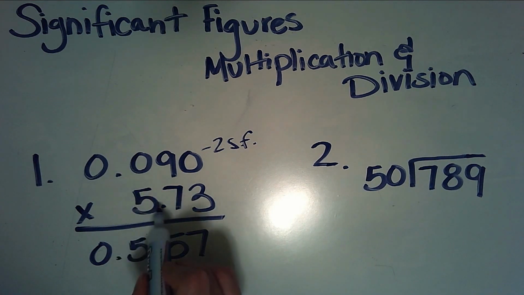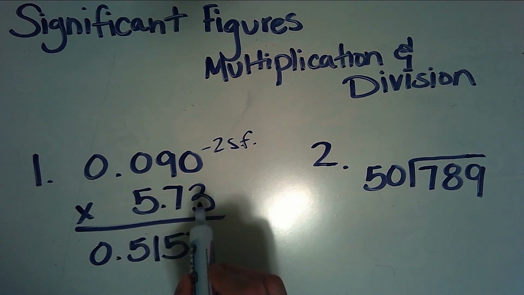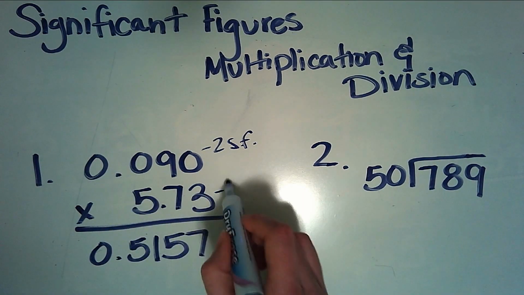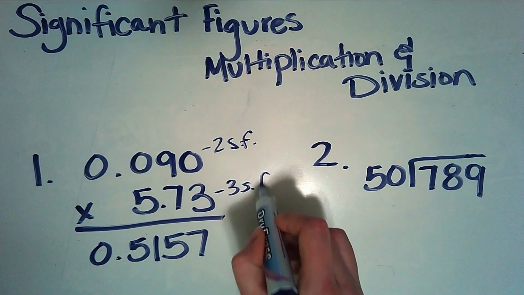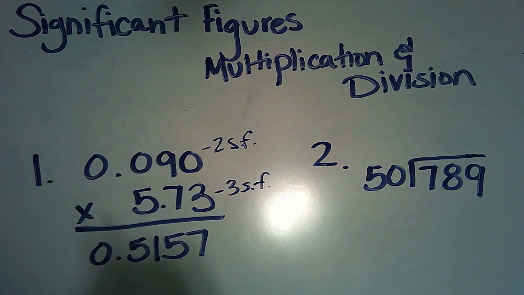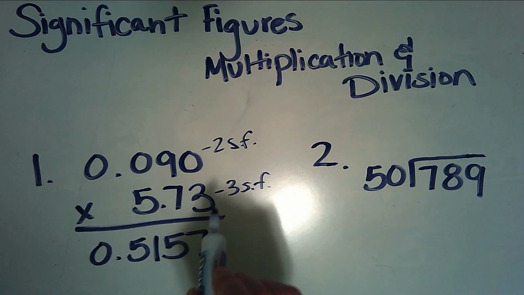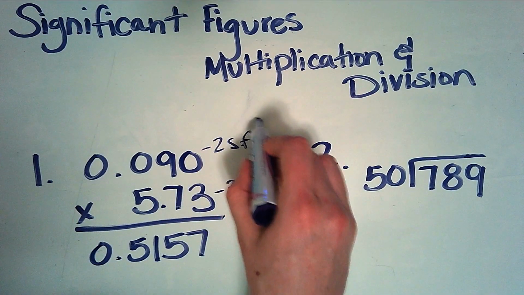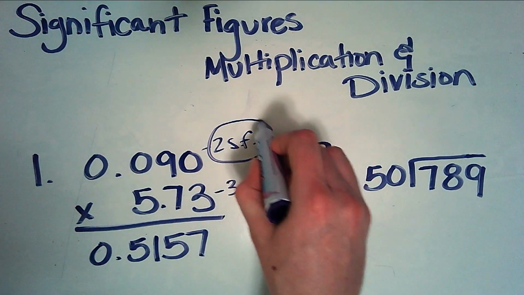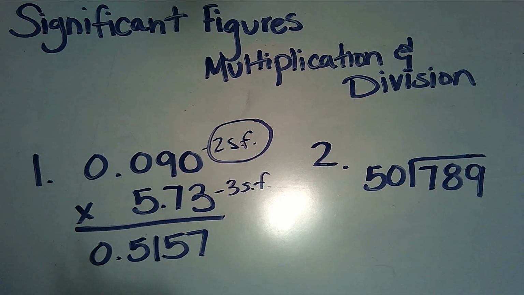In 5.73, I have 3 significant figures. So for help with these problems, make sure you go and look at that tutorial video. So what this means is that when I'm rounding, my answer can only have 2 significant figures in it. And right now I have 4.